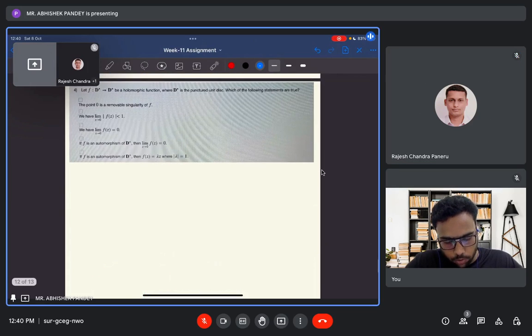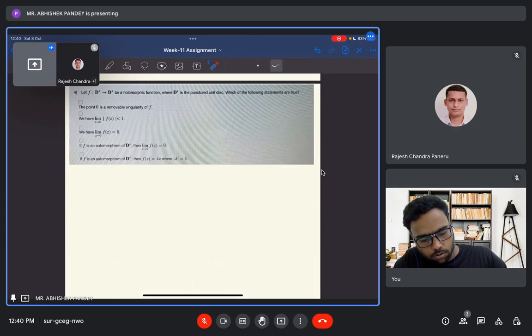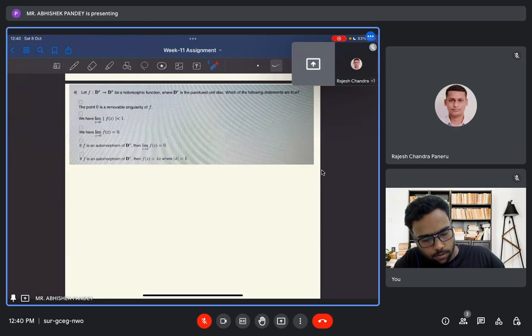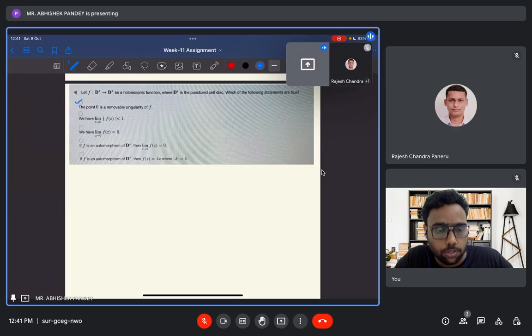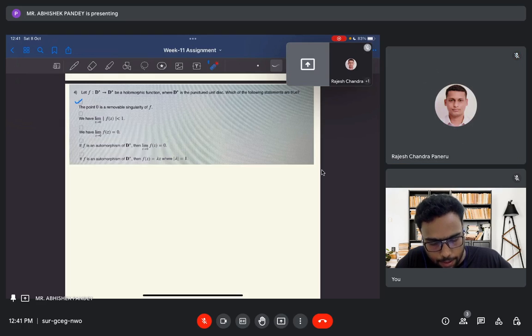Now let us look at the fourth question. Here D star is the punctured unit disk. You can see this easily. The point 0 is a removable singularity, because in any deleted neighborhood of 0, f is bounded. Basically f maps D star to D star, so f is bounded. So 0 will be a removable singularity, isn't it? Yes, sir.